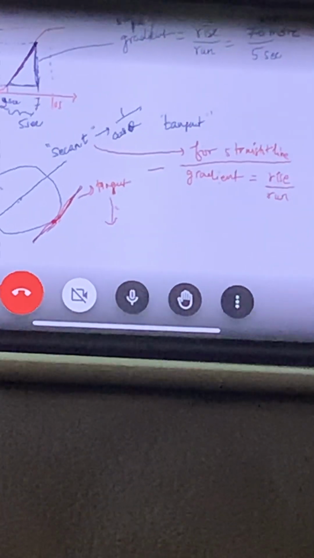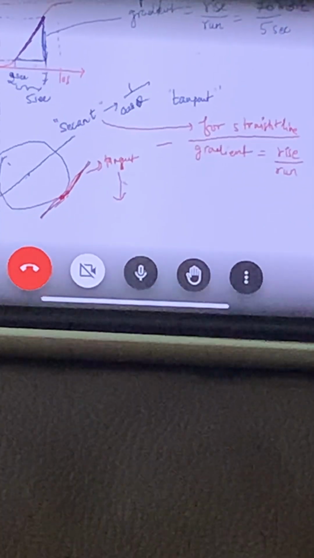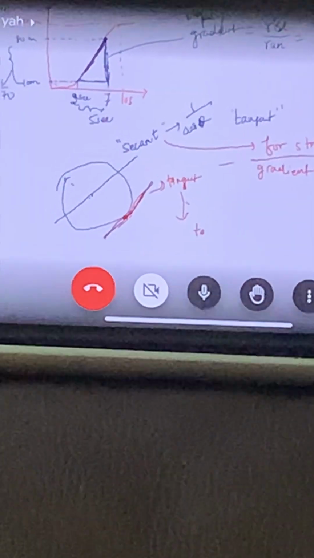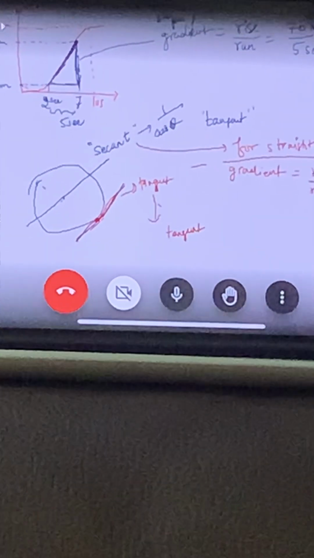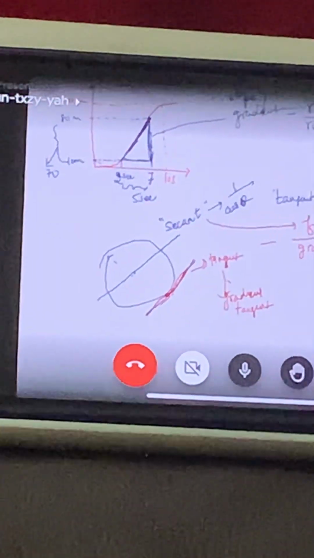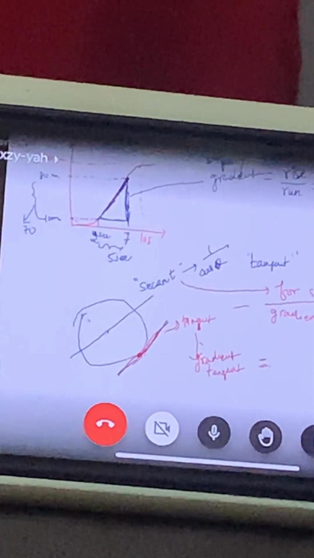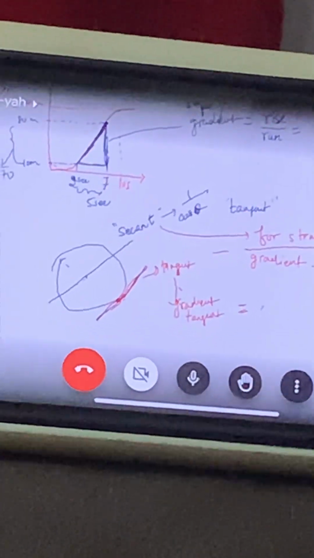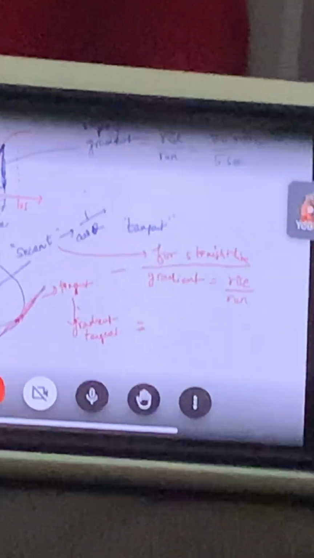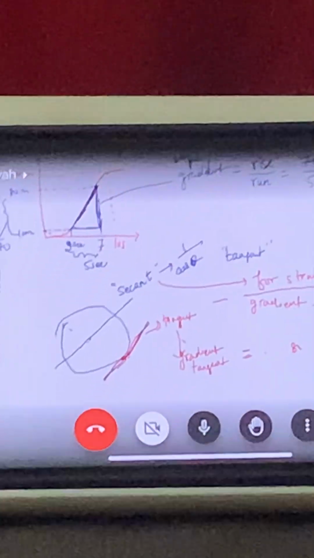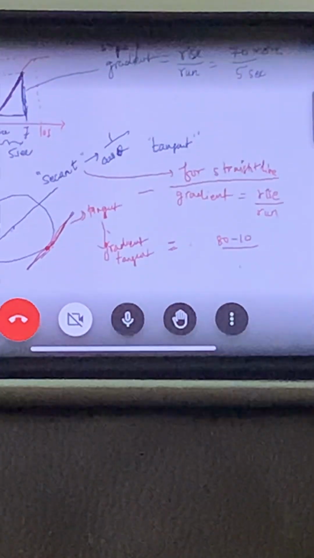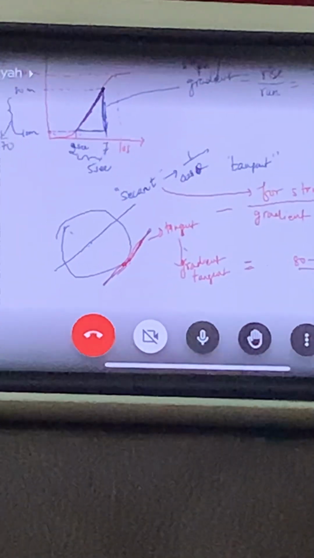For example, here what is the value? Here what is the value? Let me write down the gradient for the tangent. Tell me what is the formula? Show me. Rise. How much rise? Rise over run. 8 minus 10 divided by run. How much run? 5.